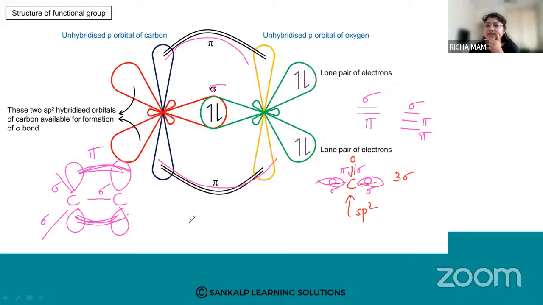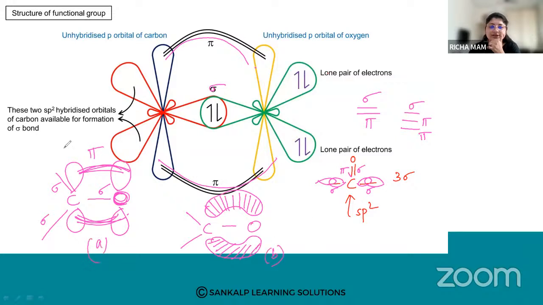So how does this look? Suppose this is a carbon and this is an oxygen. Now one will be like this, and this forms one pi bond, and this is another pi bond. Like this, you can represent your structure. Coming to the bond angle, carbon double bond oxygen, the bond angle between the carbon and oxygen is 120 degrees.